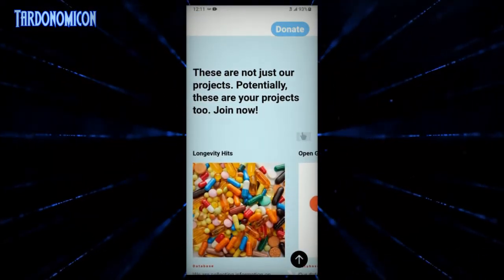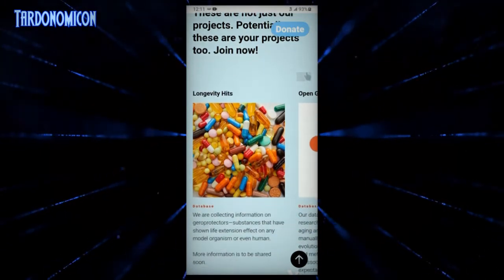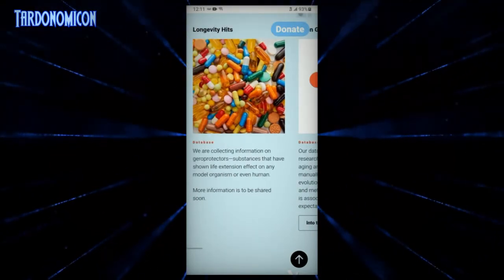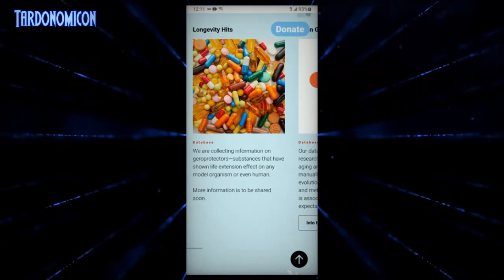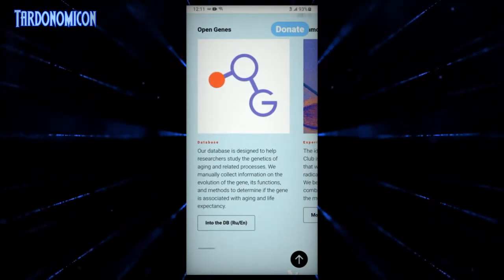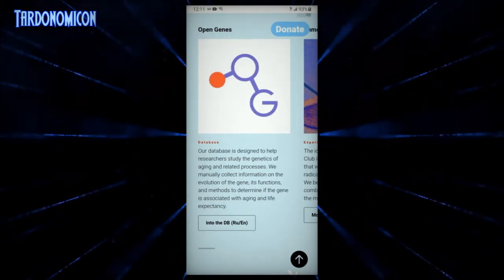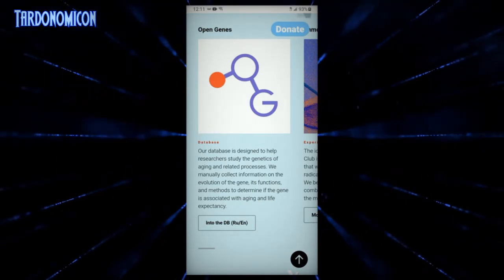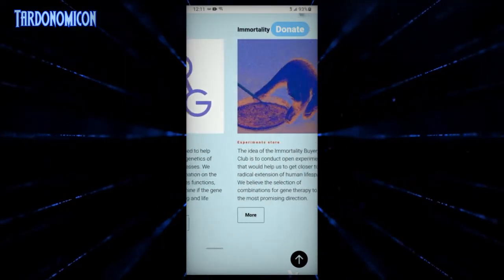These projects are not just our projects potentially. These are your projects too, is what they're trying to explain. Okay, so this is collecting information on geroprotectors. Let's take a look at the geroprotectors. Okay. This is a database designed to help researchers study genetics and aging and related processes. They manually collect information on the evolution of the gene, its functions and methods to determine if the gene is associated with aging and life expectancy.